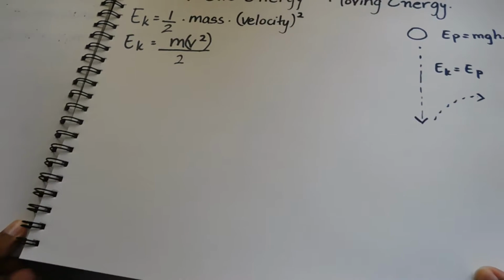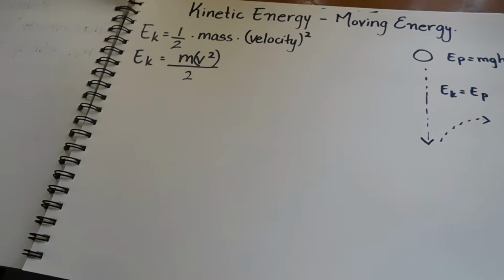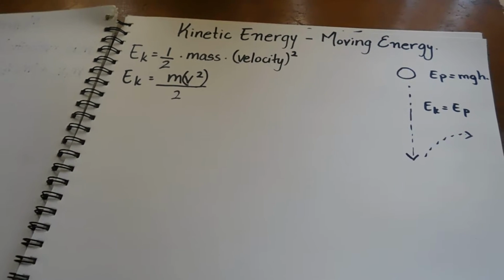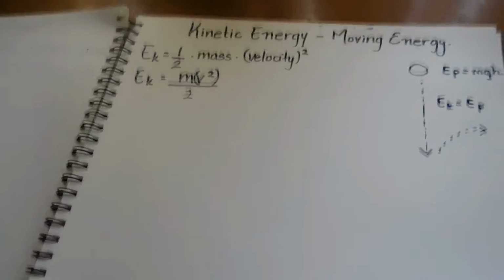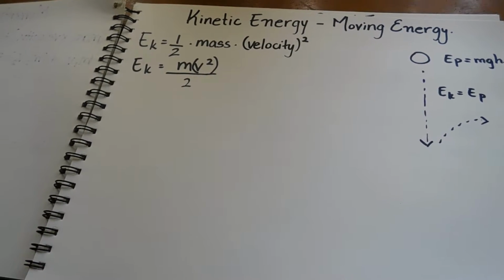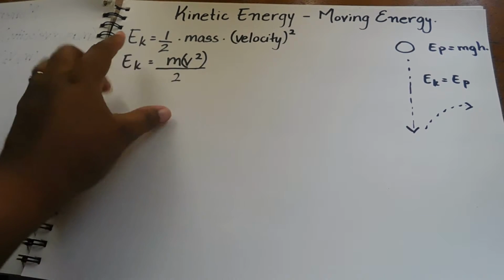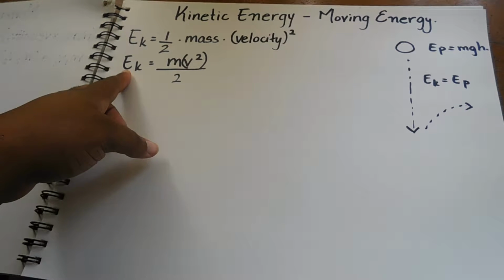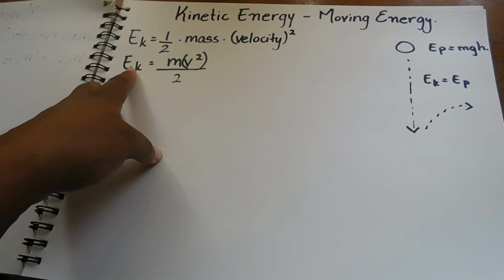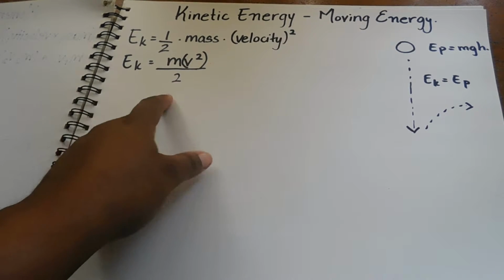Okay, so we're on to kinetic energy. Alright. On to kinetic energy, which is the energy that helps you to move. Now, with the equation used for kinetic energy, it is EK equals to mv squared over 2.